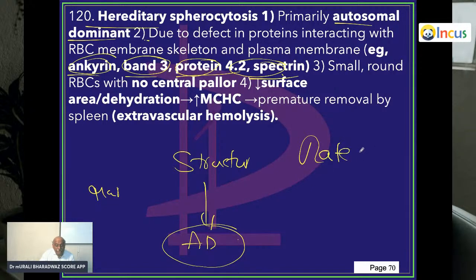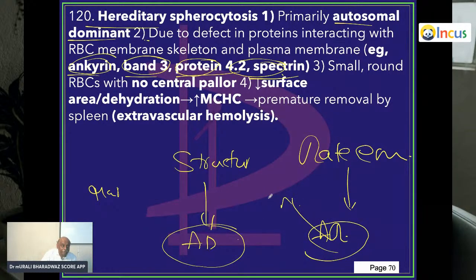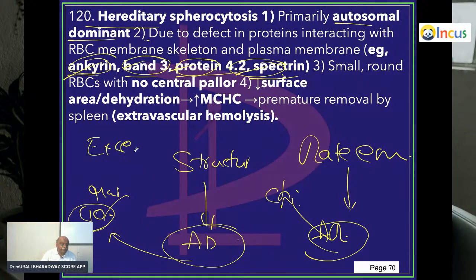Rate limiting enzyme disorders, they are all autosomal recessive. Autosomal recessive occurs when you are a child. Autosomal dominant will appear when you are in the mid-40s. That's the difference. So tell me, doctor, what are the structural proteins? Ankyrin, band 3, protein 4.2, spectrin, all of them. And how will a spherocyte be identified? No central pallor is spherocyte. Excessive central pallor is a feature of target cells.